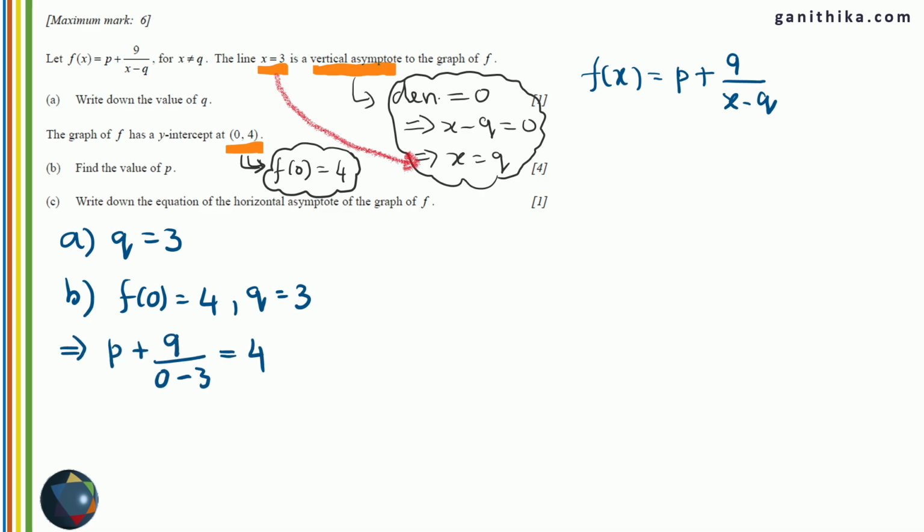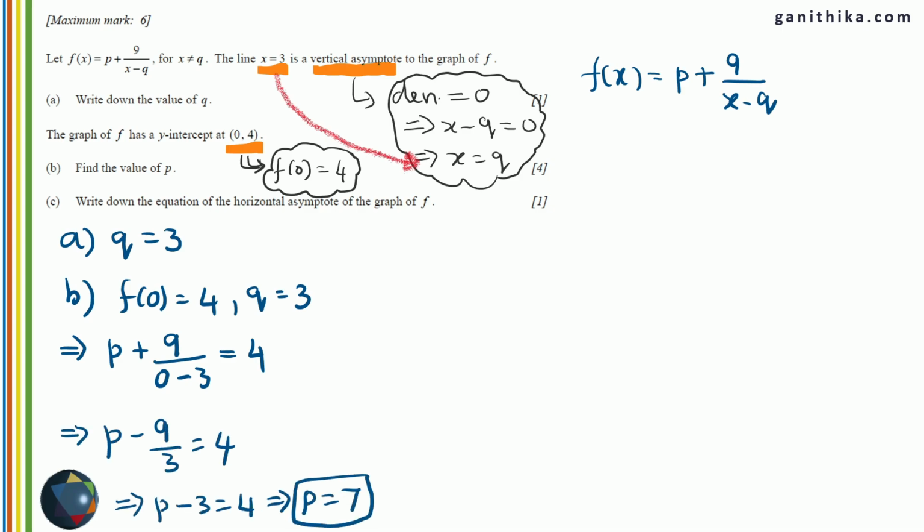So substitute this information in the function: p plus 9 over 0 minus 3, because x is equal to 0, and 0 minus 3 because q is equal to 3, which is also going to be equal to 4 according to f of 0 equal to 4. Now simplifying this further, we will get that p is equal to 7. So you can do this easily as well. We found the value for p for question B.